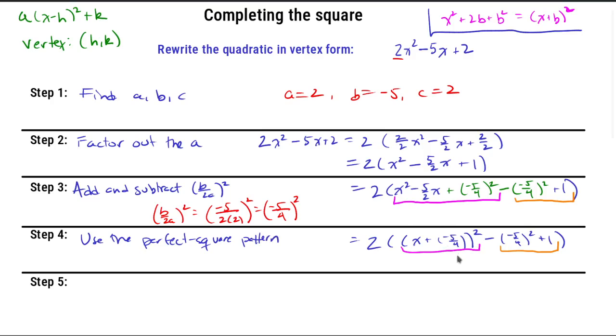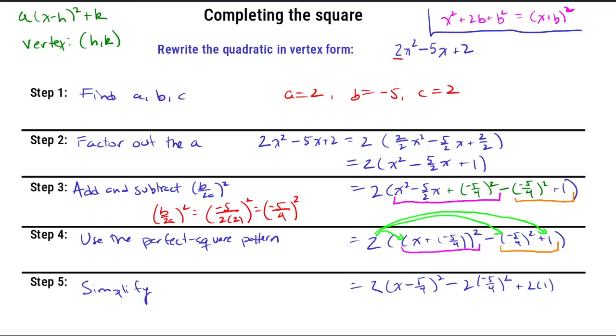And now the last step, we're almost done. We got our (x minus h) squared, we got our a, we just got to figure out what k is, so we're going to simplify a little bit. And we will end up with something in vertex form. So if we distribute here, 2 goes there, and there, and there, and then we add everything up. So we got 2 times (x plus negative 5/4, same thing as x minus 5/4) to the power 2 minus 2 times (negative 5/4) squared plus 2 times 1.